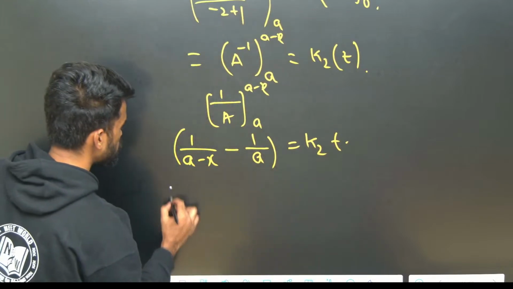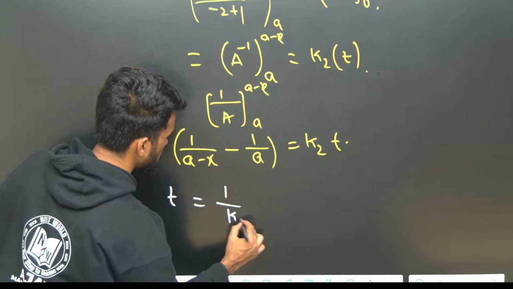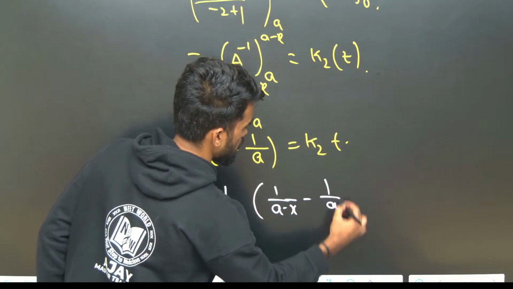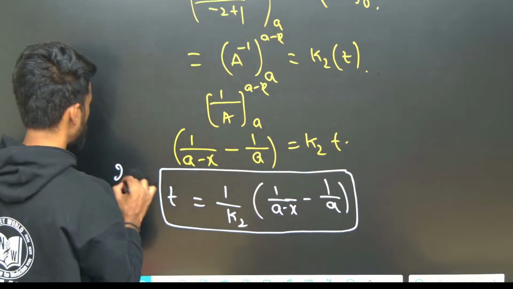Next, from this if I want T of this particular reaction, the time for this reaction, so 1 by K2 into 1 by A minus x into 1 minus A. This is how the integral rate equation you will get for a second order reaction.